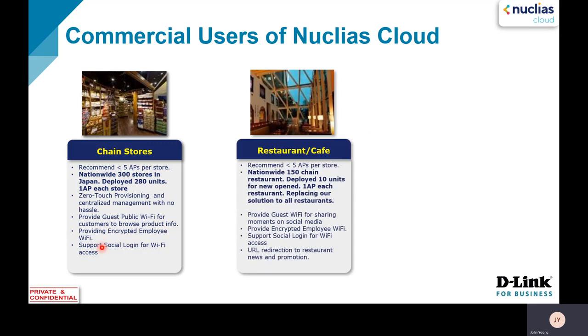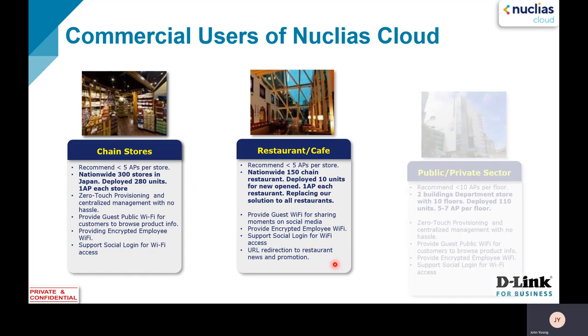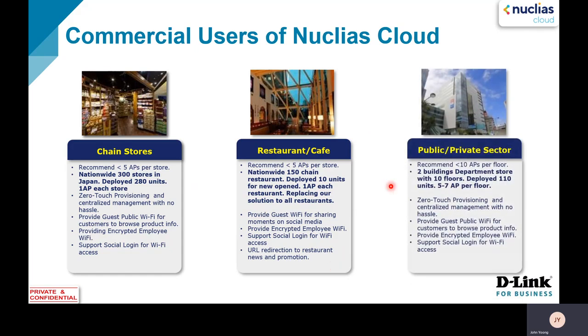Then restaurants, same thing, we have a nationwide 150 chain store, deploying 10 units on new openings. As you can see, all is the same. Guests also use social login. Then the employees use encryption WPA, WPA2, or even WPA3. Then we have the private sector, 2 buildings with 10 floors, deploying 110 units.